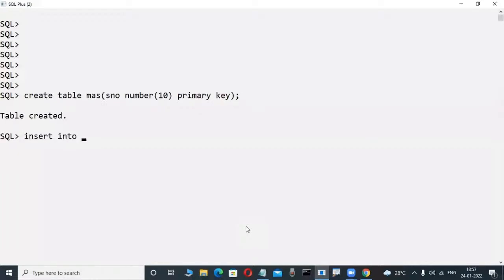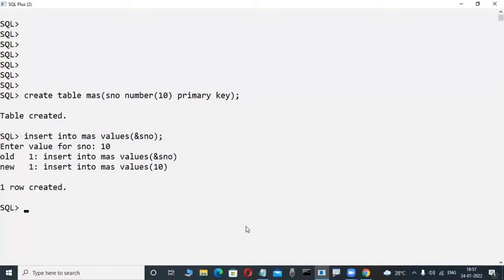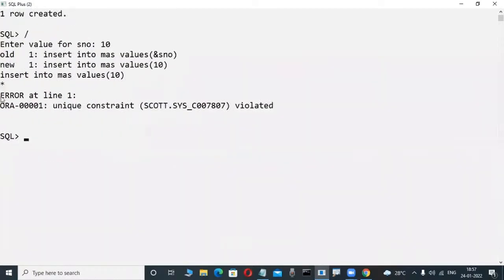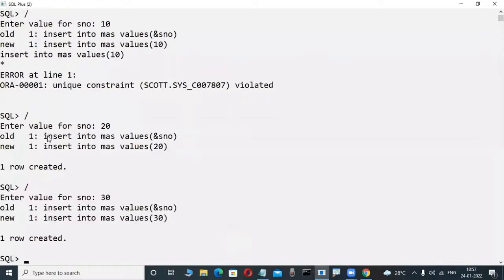Now I try to insert one duplicate data, for example. In the master table, I try to insert a duplicate. It's about 10. Again, 10 means not possible. Duplicate not possible. Error. 10 one time, 20 one time, 30 one time.